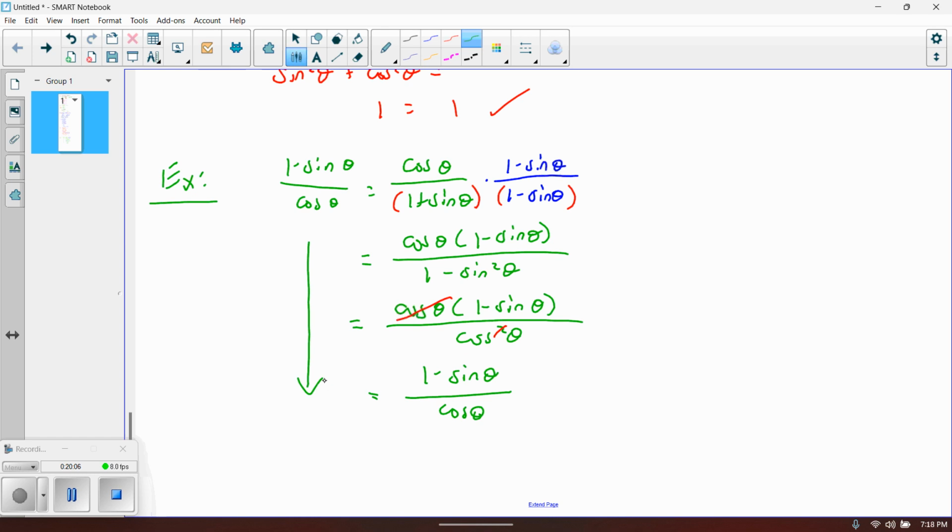Technically, we could have done this the other way, I believe. You could have multiplied by the conjugate of the numerator on the left-hand side, and it would have worked out pretty much the exact same way.